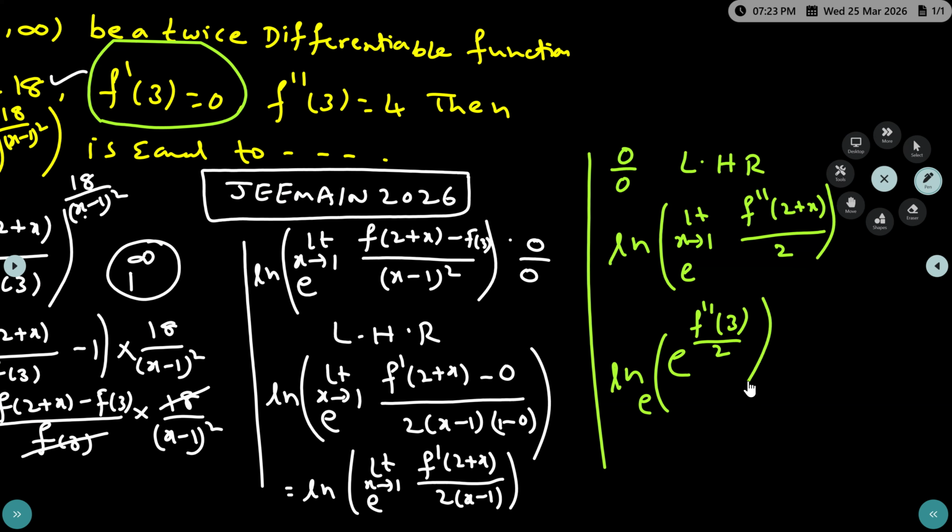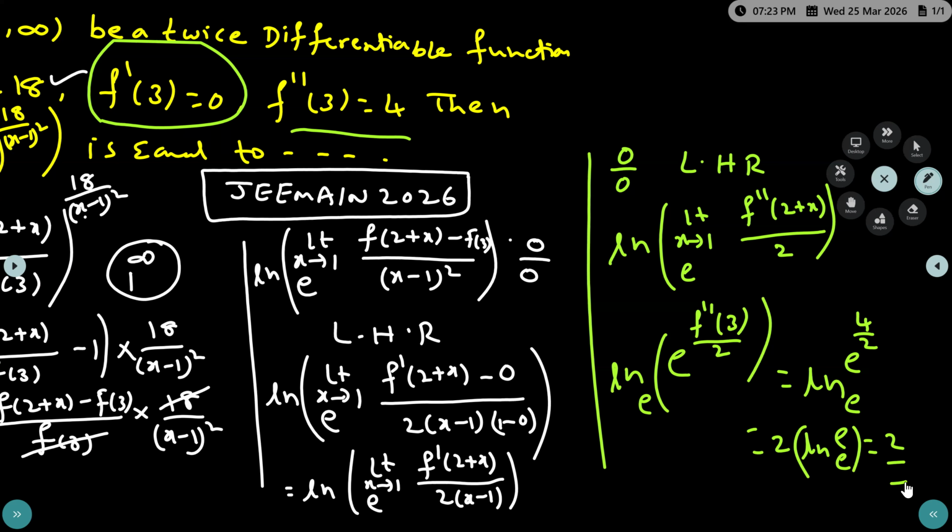Now put in the value. What is f double dash 3? f double dash 3 is given as 4. Okay. So 4 by 2. So this is nothing but log e power 4 by 2, base e. 4 by 2 is 2. You can write 2 log base e of e, which is 1. So the answer is 2 into 1, which is 2.